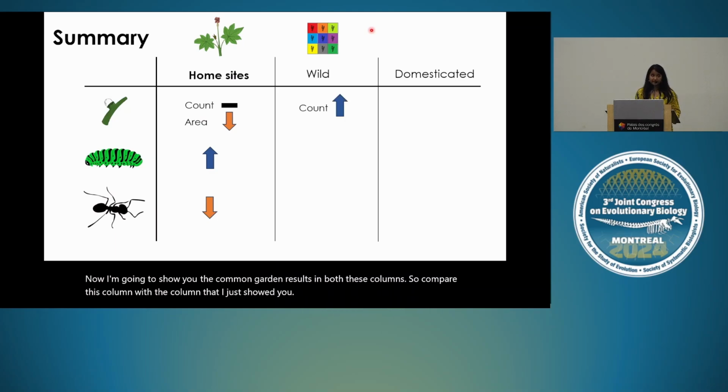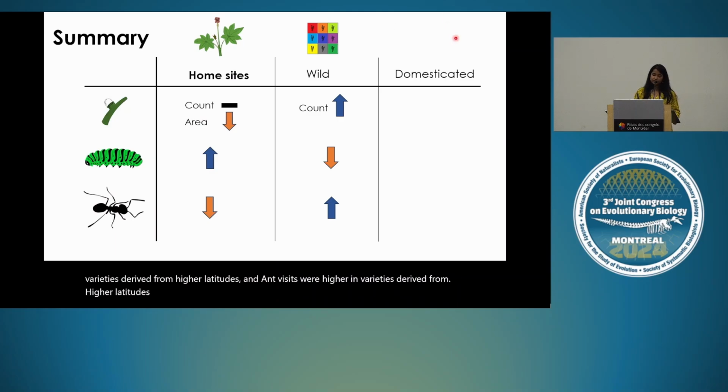In wild-derived varieties in the common garden, I found that the number of EFNs was higher in varieties derived from northern latitudes, or higher latitudes. Herbivory was lower in varieties derived from higher latitudes. And ant visits were higher in varieties derived from higher latitudes.